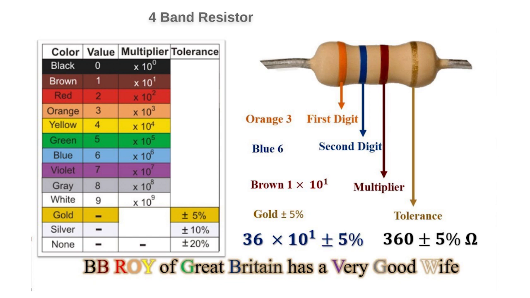In this example, the first one is orange, the second digit is blue, that is 3 and 6, the third one is a multiplier, that is 10 power 1, and the fourth one is the tolerance, plus or minus 5%. So if you multiply these, you will get 360 ohms with plus or minus 5% tolerance. This is the value of this resistor. So this can be easily identified from the color bands.